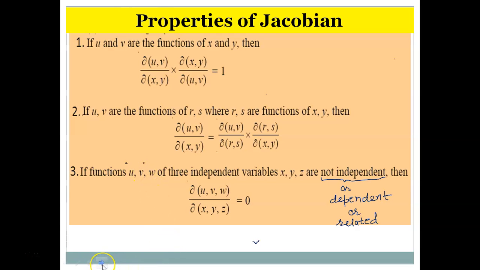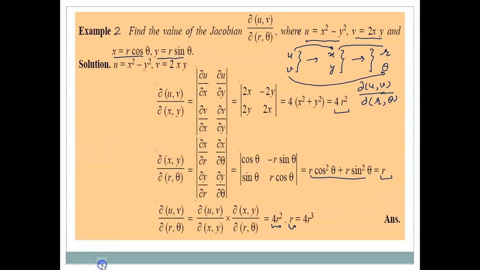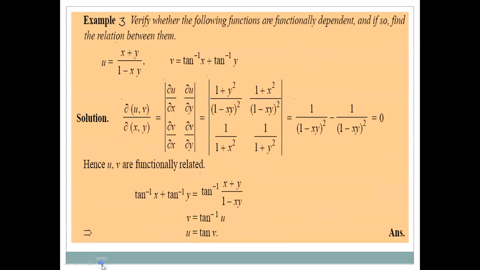So let us visualize the situation or demonstrate the situation with the help of example 3. So here you can see, verify whether the following functions are functionally dependent. So according to property 3, you know that the variables will be functionally dependent if the respective Jacobian comes out to be 0.